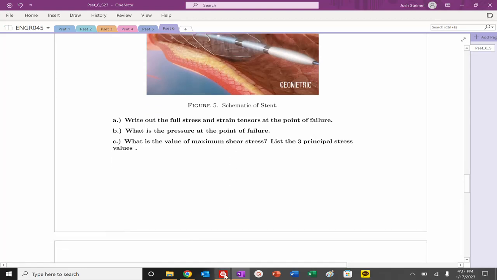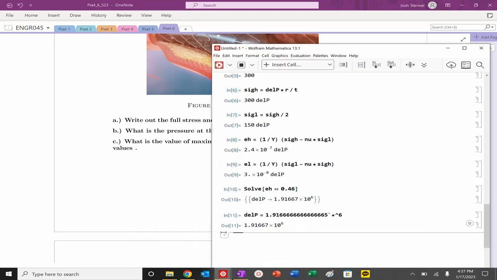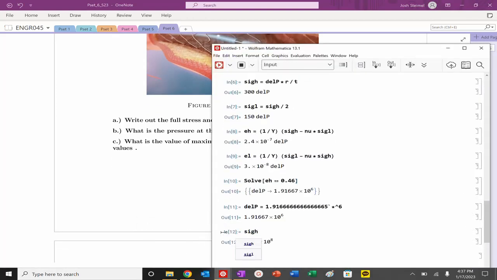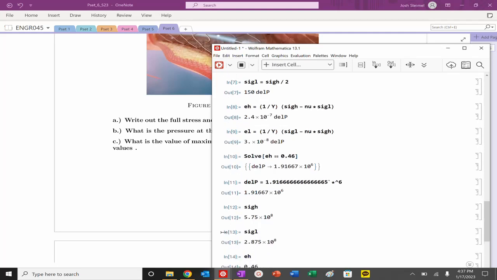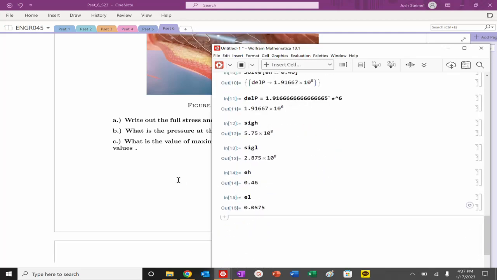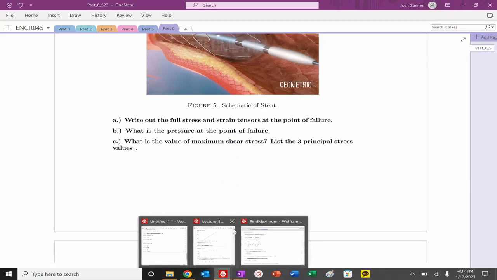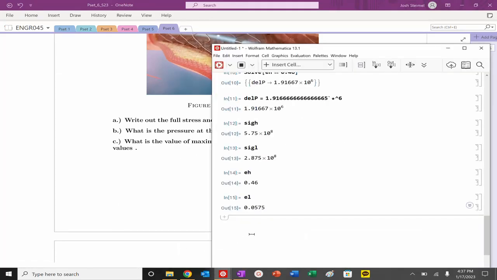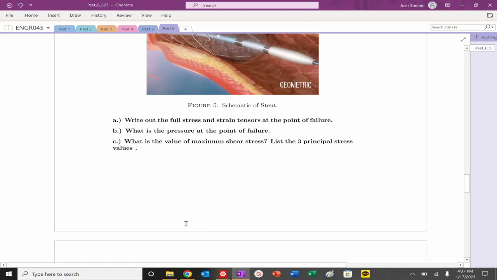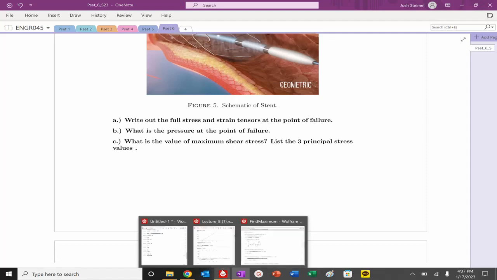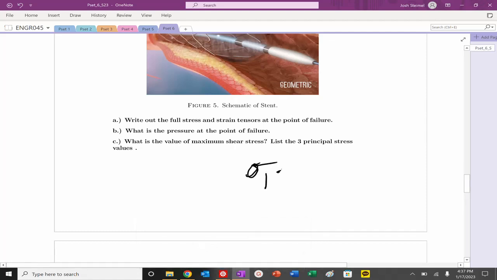So got that. Let's go back out and see what the question is actually asking us. Write out the full stress and strain tensors. Well, once we found that value, I can do sig H, sig L, EH, EL, and that's my full stress and strain tensors. What's the pressure? We already solved for that. What's the value of maximum shear stress? That will always be my sig H divided by 2 or sig L. So that will be my maximum value of shear stress. Three principal stress values: for any thin wall pressure vessel, sig 1 is equal to sig H, sig 2 is equal to sig L, sig 3 is equal to 0.